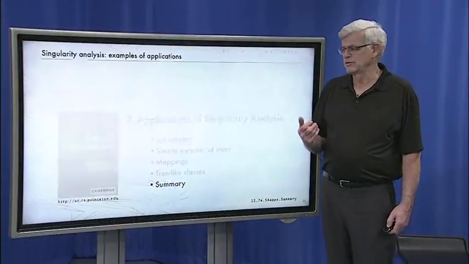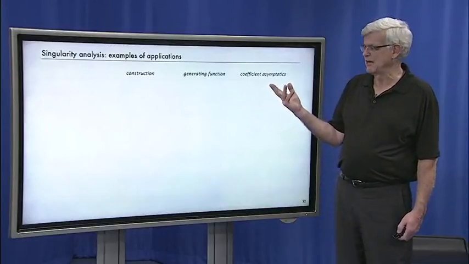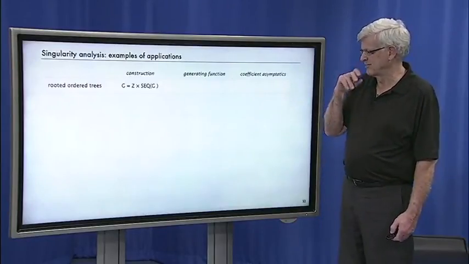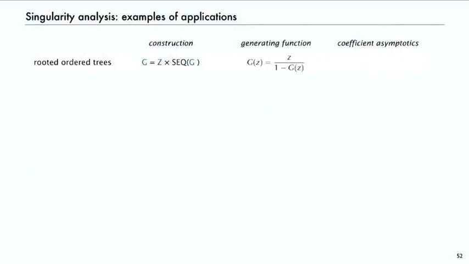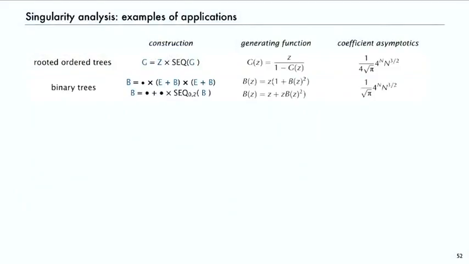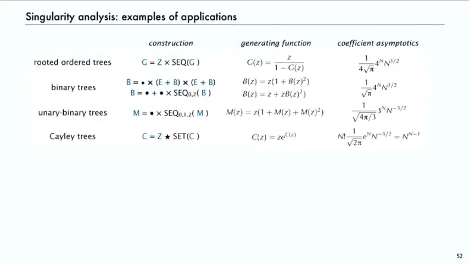Just to summarize, we've looked at many different applications of singularity analysis, starting with some familiar ones, rooted ordered trees and binary trees. We looked at unary-binary trees and Cayley trees, always getting a generating function by the symbolic method and coefficient asymptotics by a transfer theorem built from singularity analysis.